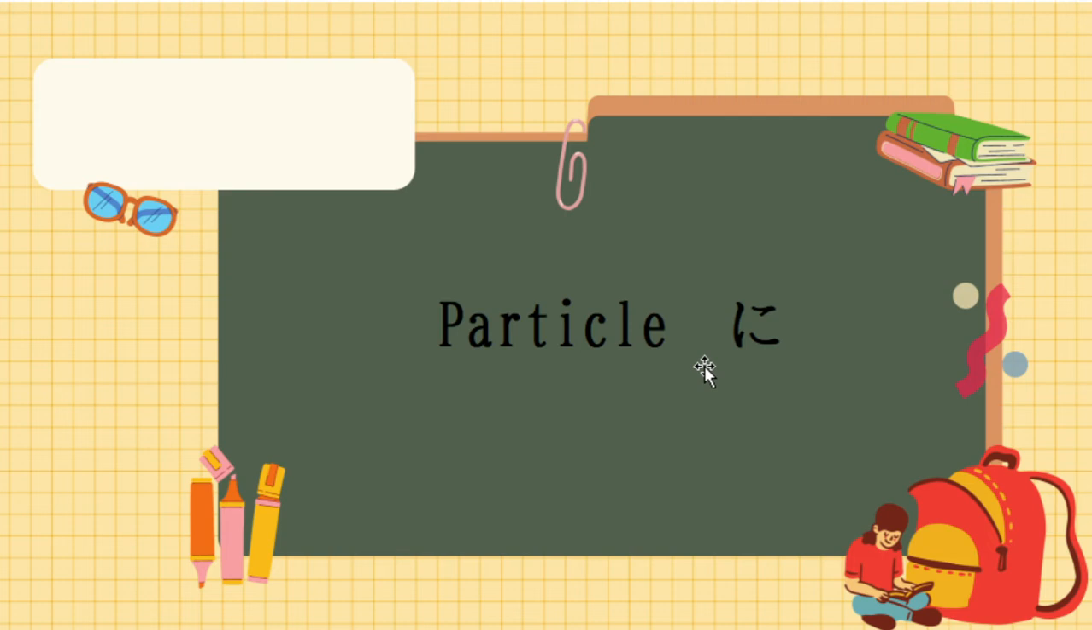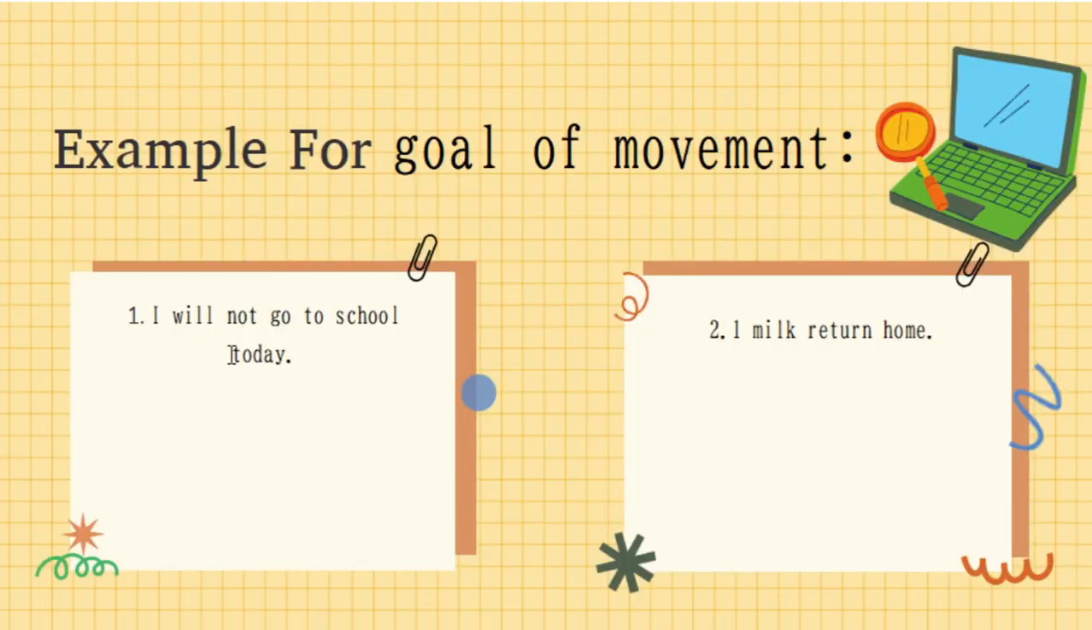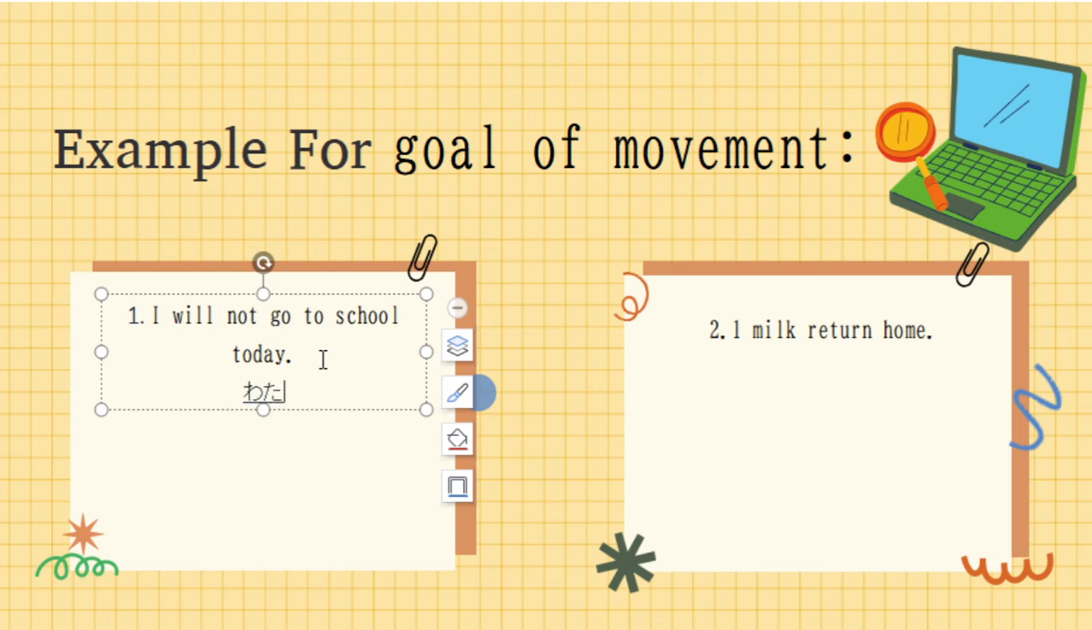Particle ni has three functions. First, the goal of movement. Here is the first example: I will not go to school today. This is a goal of movement. The goal is school. So we will use the particle ni. We have watashi wa, today is kyo, and school is gakko, and the particle ni.